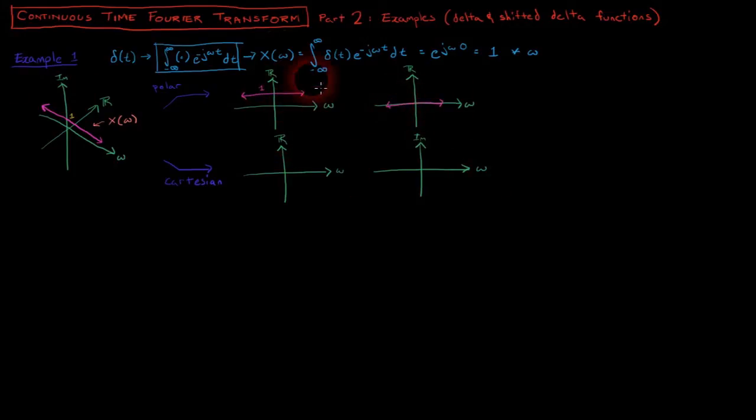If we broke it up into real and imaginary parts, we see that the real part is equal to 1 for all omega, and the imaginary part is equal to 0 for all omega.